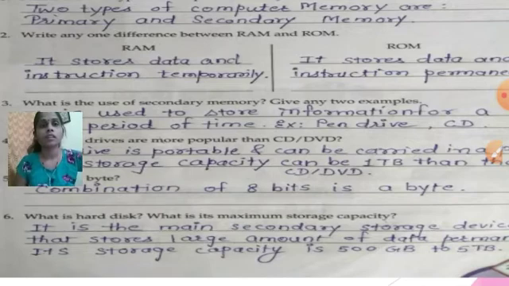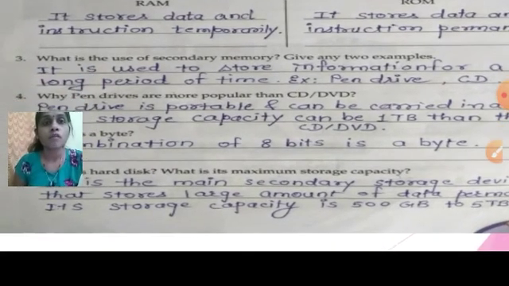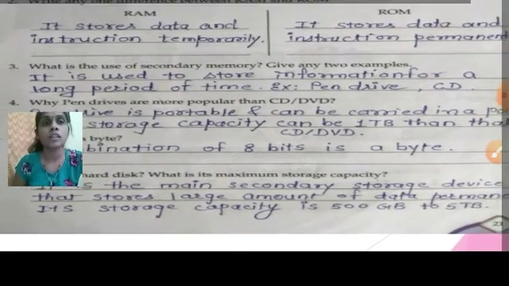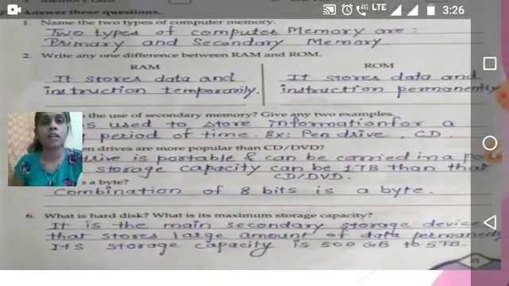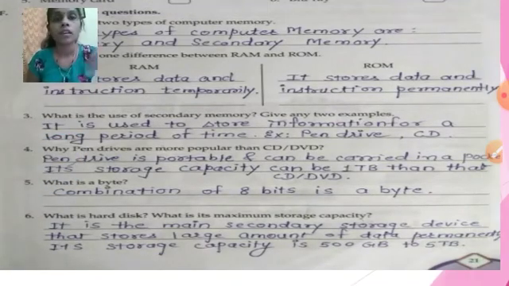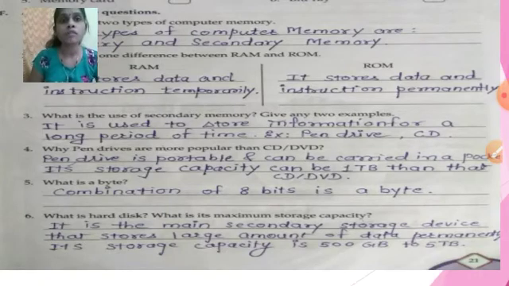Now next question. What is the use of secondary memory? Give any two examples. It is used to store information for a long period of time. Example, pen drive.